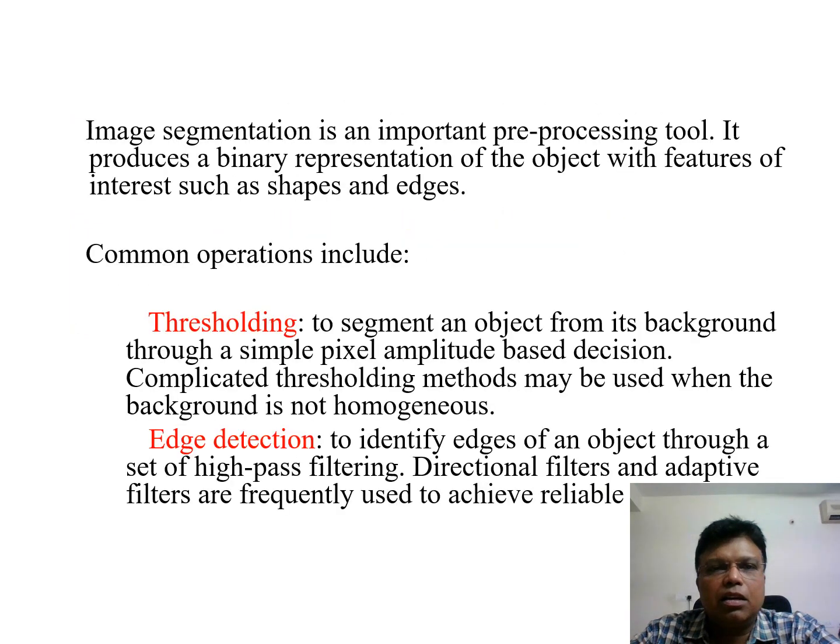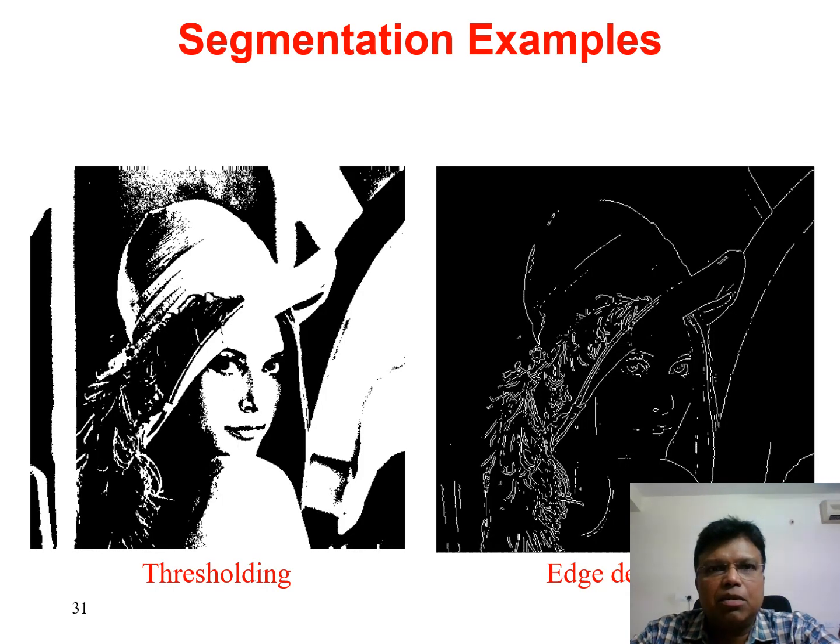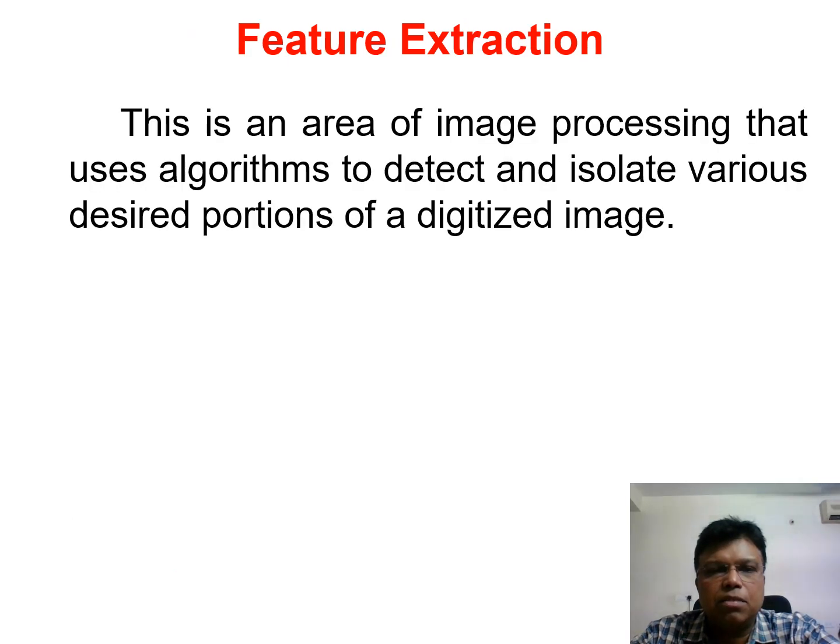Moving on to the next category, image segmentation. It is an important pre-processing tool. It produces a binary representation of the object with features of interest such as shapes and edges. Common operations that we perform here are thresholding, which is nothing but segmenting an object from its background through a simple pixel amplitude based decision, and edge detection, which is used to identify edges of an object through a set of high-pass filters. This is an example of segmentation: the first one is thresholding and the second one is edge detection.